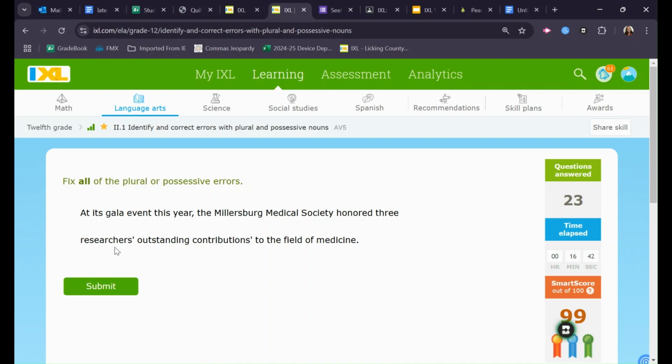Okay, let's look at researchers first. Well, there are three of them, so it's plural. Is it possessive? Yep, it's the researchers' contributions. So plural ending in S, apostrophe on the outside looks good. Let's keep that one as is. Okay, contributions. Is it plural? Yep, multiple contributions. Is it possessive? Nope. So we just need to take that apostrophe off.